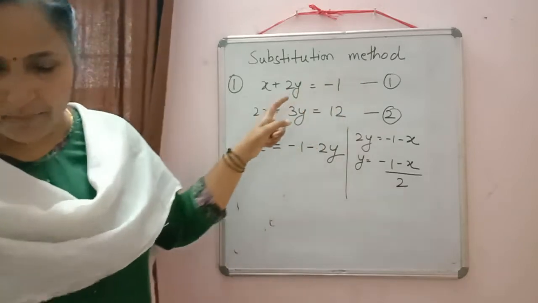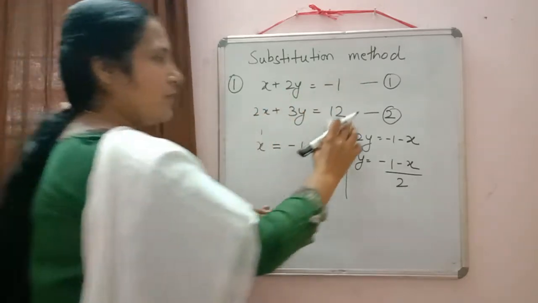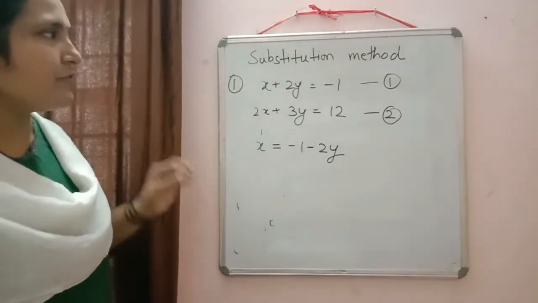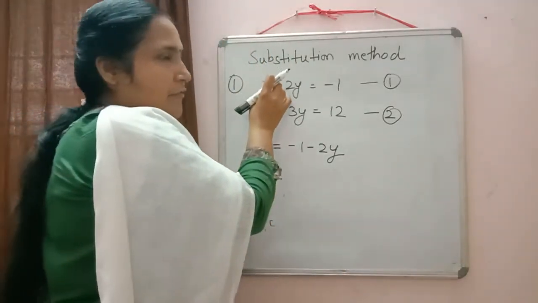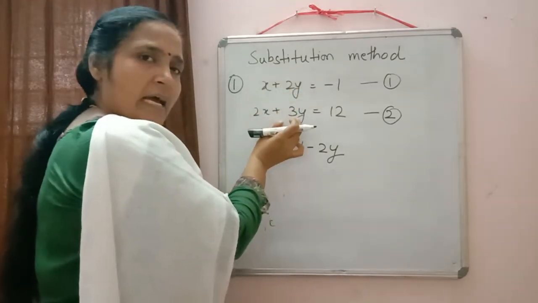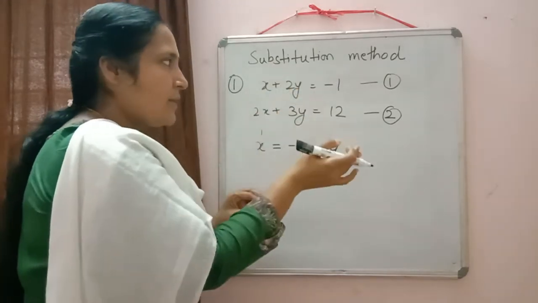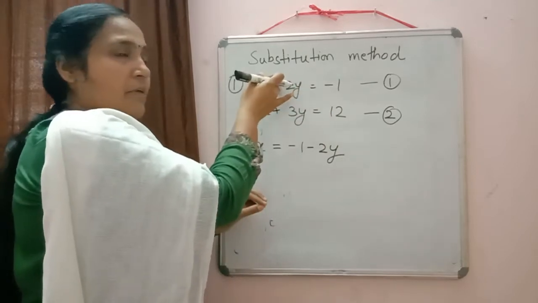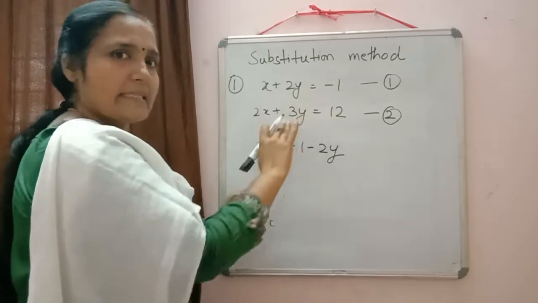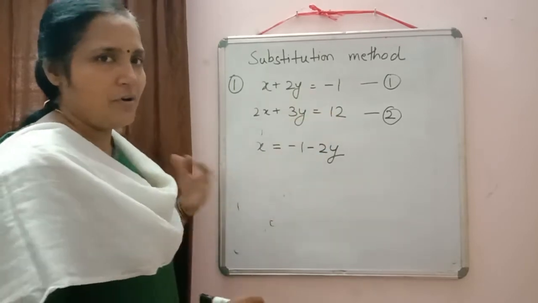Then what we will do? We'll substitute the value of x in equation 2. So first we have to find out from one equation and then we have to substitute the value in the other equation. Not necessary that we can substitute from equation 1 only. If you want, from here also you can rewrite x in terms of y. It depends on you there.